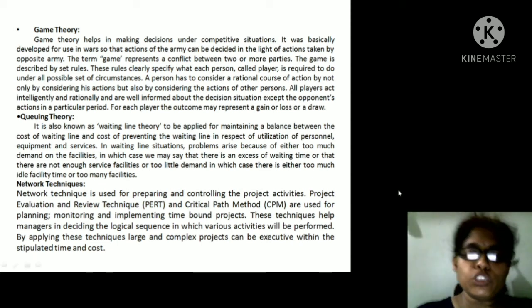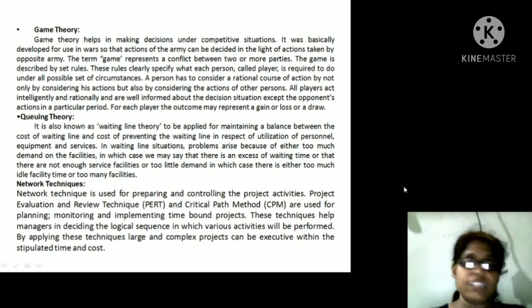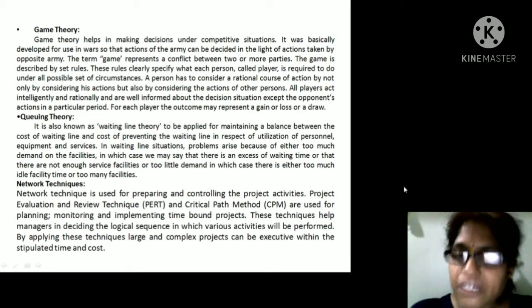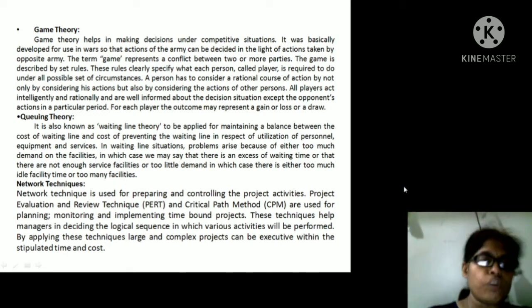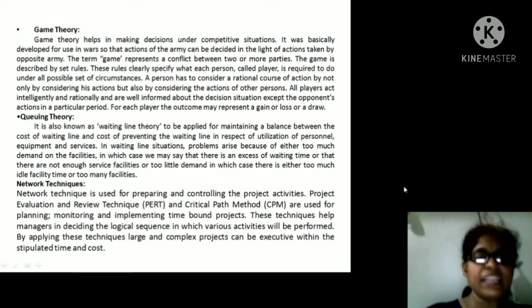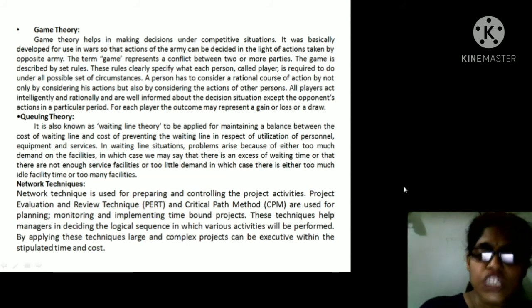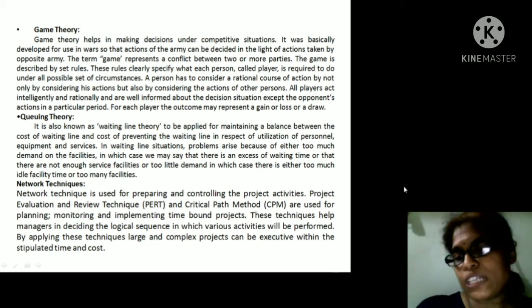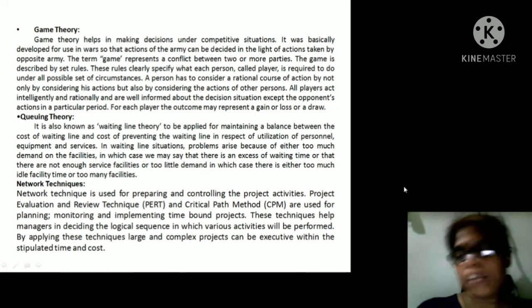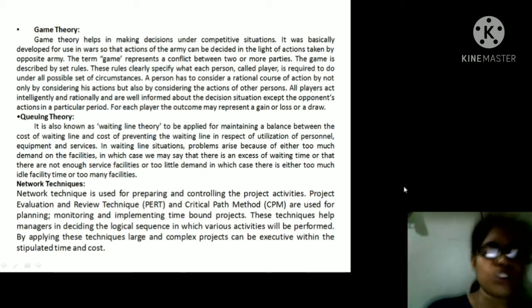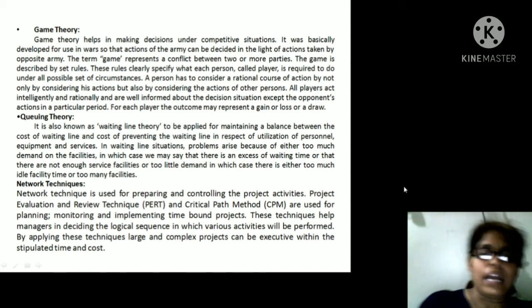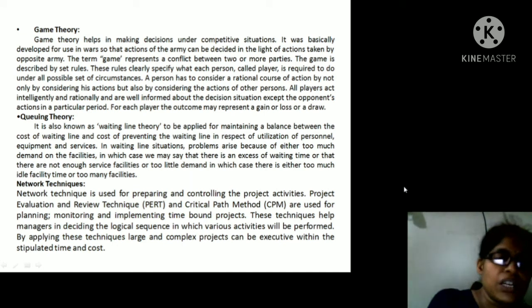Network techniques are used for preparing and controlling project activities. Project Evaluation and Review Technique, PERT, and Critical Path Method, CPM, are used for planning, monitoring and implementing time-bound projects. These techniques help managers in deciding the logical sequence in which various activities will be performed. By applying these techniques, large and complex projects can be executed within the stipulated time and cost. Here we will take the example of a road construction project, which is a government project.